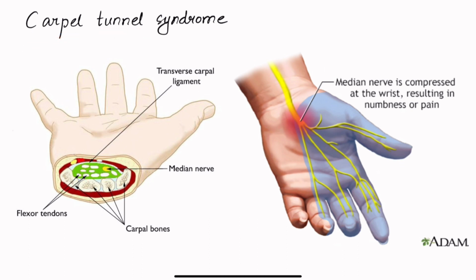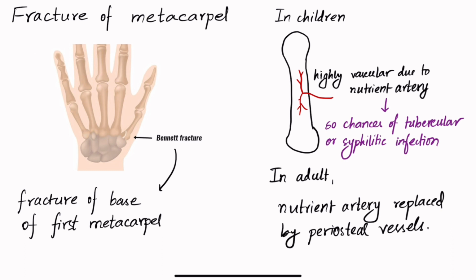Carpal tunnel is a tunnel which is formed by the carpal bones at a region just above your wrist. At this particular region, carpal tunnel is present. The carpal tunnel contains the median nerve. If pressure is exerted or accumulated inside the carpal tunnel, the median nerve gets compressed. As a result, this much part of the hand suffers from numbness or pain, and that's what we call carpal tunnel syndrome.